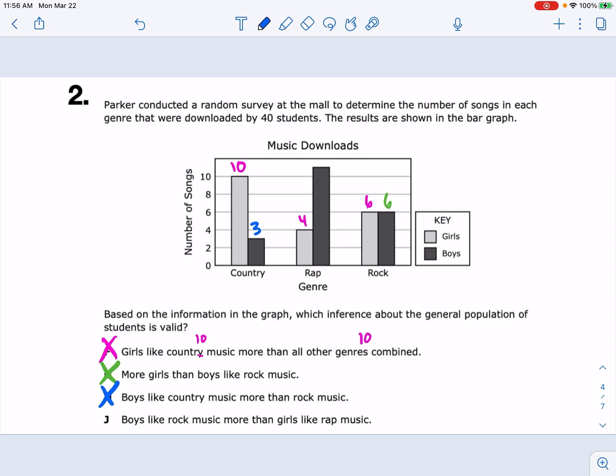And then the last one, boys like rock music more than girls like rap music. So the boys that like rock is 6, the girls that like rap is 4, and yes, 6 is bigger than 4. And so that's how we go through our bar graphs.